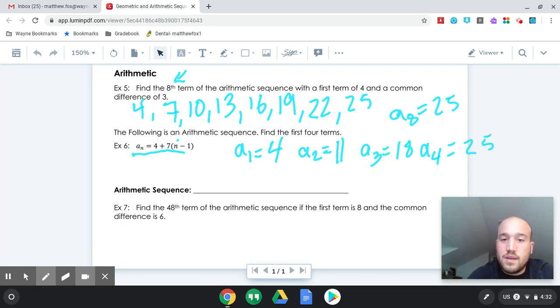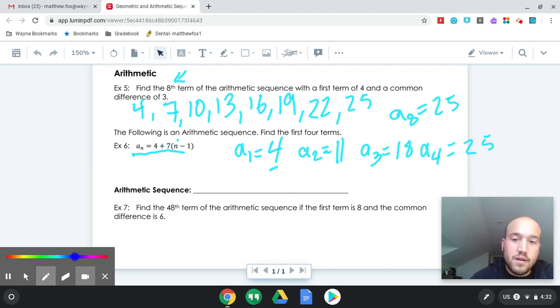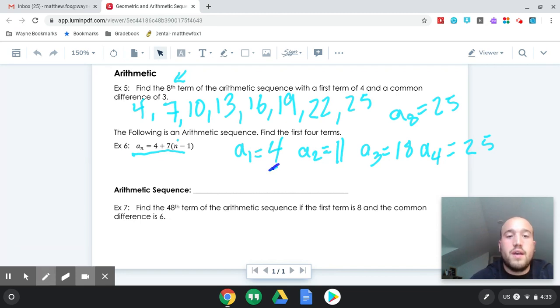So, a couple things to notice. The first term is crucial. First term is 4. And you'll notice up here that goes at the beginning. The other thing we need to notice, each time the difference, plus 7, plus 7, plus 7. That common difference goes right here, the 7.